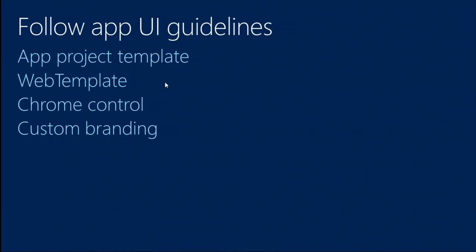Okay, last thing to talk about here is the app UI guidelines. When we make an app, as I said a couple of times, we really want that app to look like the farm that it's a part of. And we have 4 choices for doing that: the app project template, a web template, Chrome control, or custom branding.